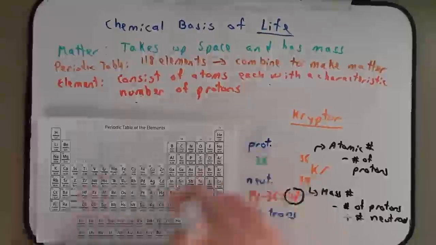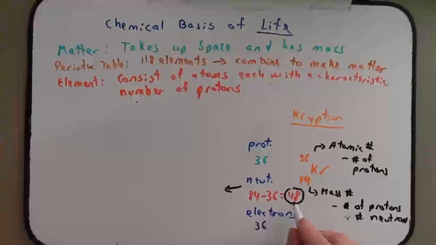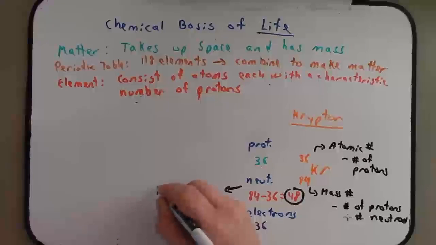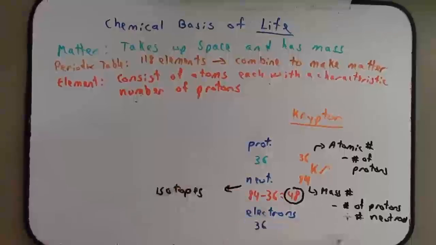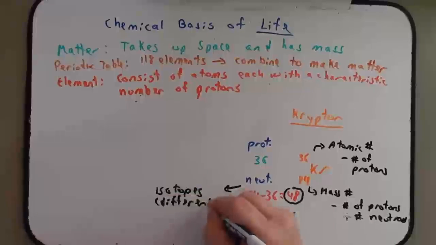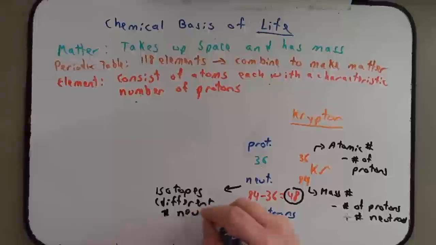I'm going to remove this periodic table just to give us some more room. Now each atom of krypton that has a different number of neutrons, 45, 46, 47, 48, 49, these are all called different isotopes of krypton. They're still krypton, they just have a different number of neutrons. So here let's write different number of neutrons.